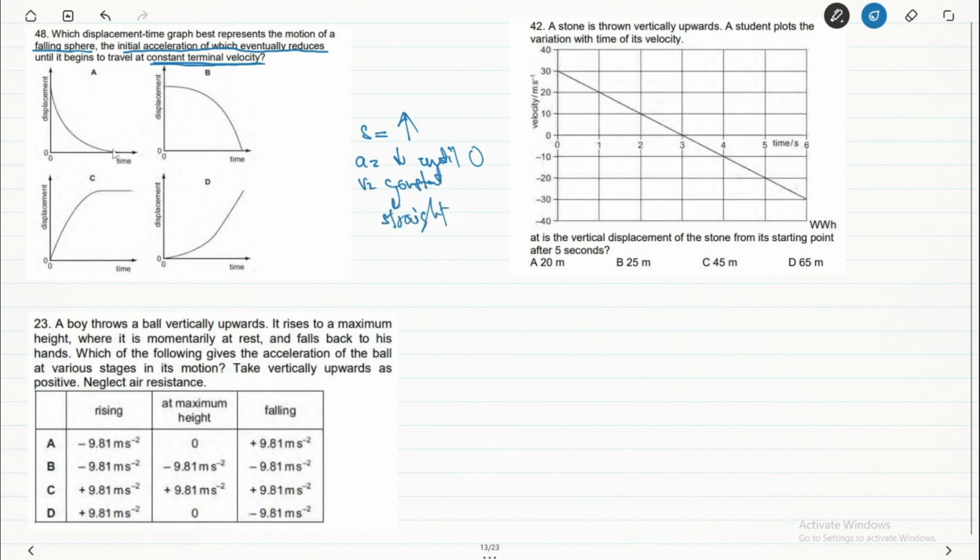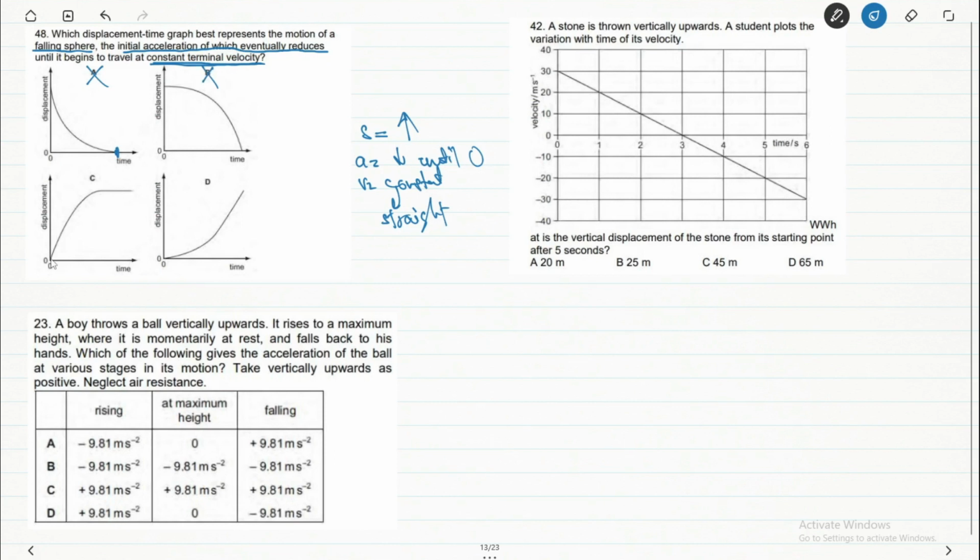So now let's look at the graphs. In this one, the displacement is going to 0, and this is just plain wrong because the displacement never goes to 0 when a thing is dropping from a height to the ground. In this one as well. So these are the two remaining.